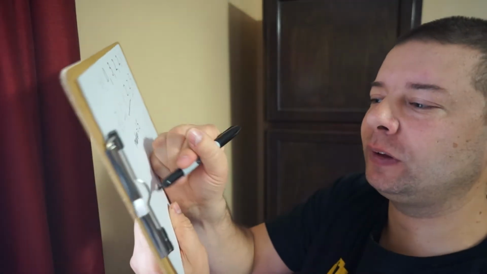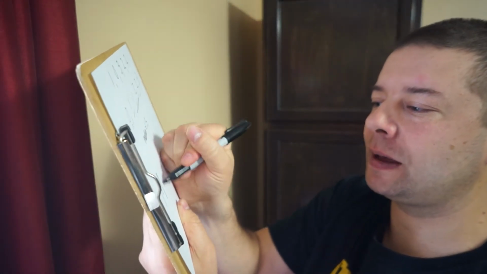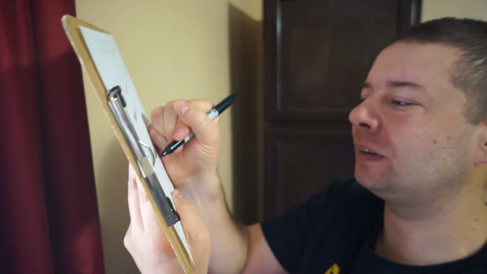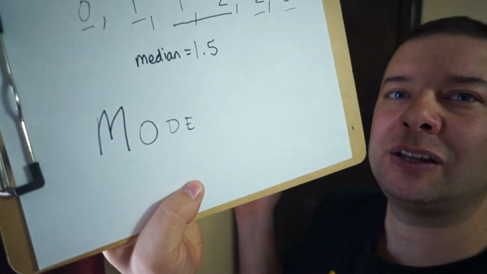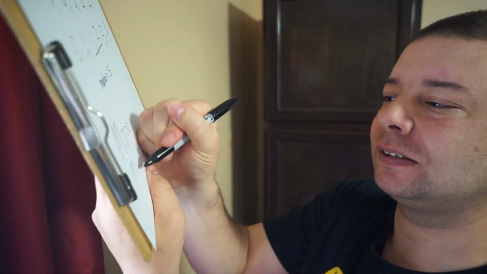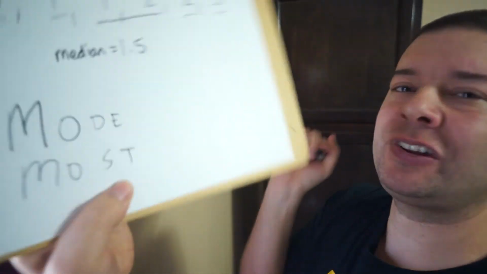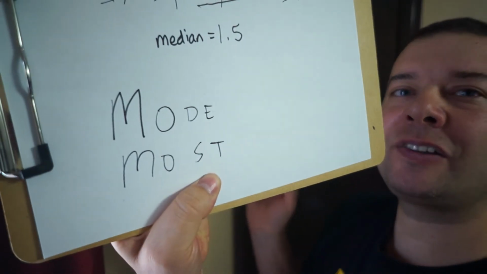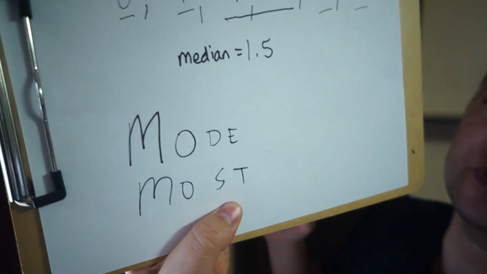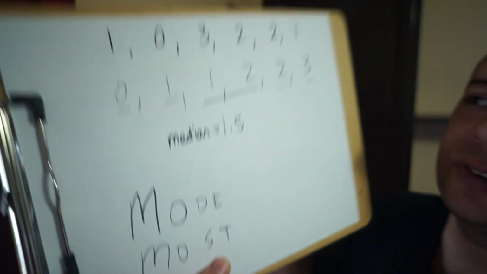Now the mode, I'm going to write this out here, M-O, mode starts with M-O. M-O-D-E. Do you know what else starts with M-O? It's the word M-O-S-T, most. That's because the mode of a data set is the number that occurs most often. So this is a really simple one.